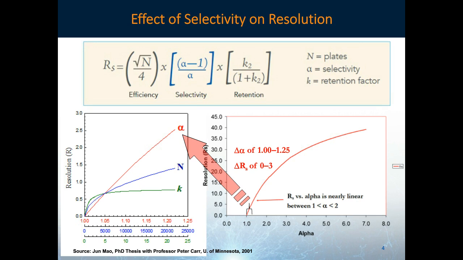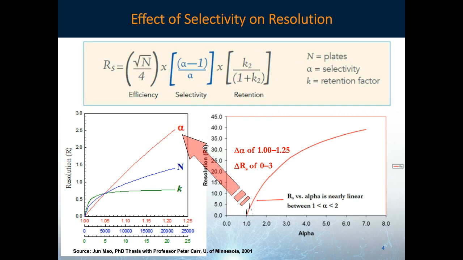Now if you direct your attention to the left-hand plot, you can see how once you're beyond a resolution of, say, 0.7 or 0.6, selectivity really dominates its impact on resolution, more so than plates N, which is plotted here in blue, or retention factor k, which is plotted in green. So whatever you can do to optimize your selectivity will really improve the resolution of your final separation.